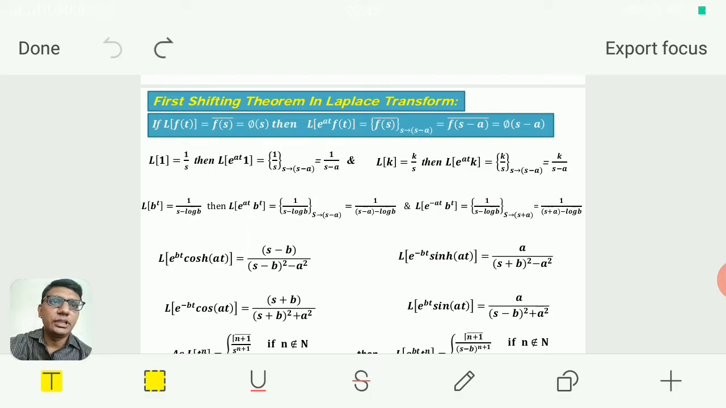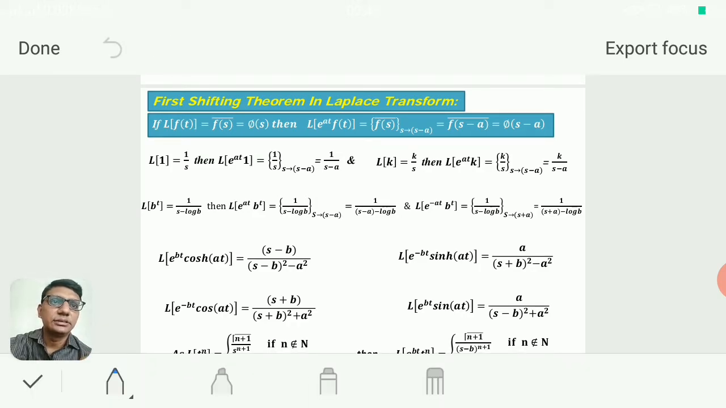First, if the Laplace of f(t) is f bar s, here we know the Laplace of f(t). Laplace of f(t) is f bar s, then what is the Laplace of e raised to at f(t)? Here we multiply f(t) by e raised to at, then we get a new function of s, but it is similar to our original function of s, that means the original Laplace. Now what is the change in this Laplace?